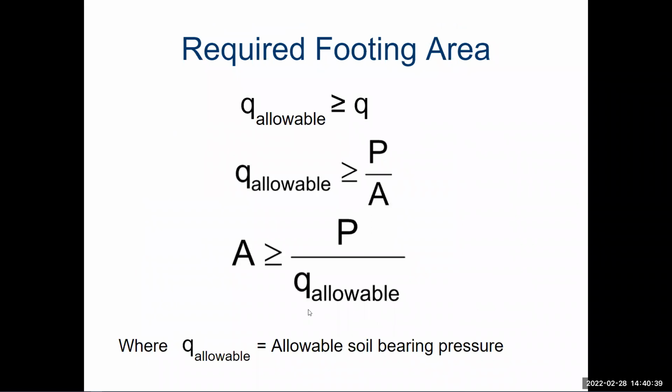All right, so here we're getting into some calculations. We're going to try to get the allowable bearing pressure to be greater than the amount of pressure that's actually present. And so that's rearranging this equation a little bit. Oftentimes we're going to solve for the design of our footing, so the area of the footing is going to be the load, which is P, over the allowable soil bearing pressure.